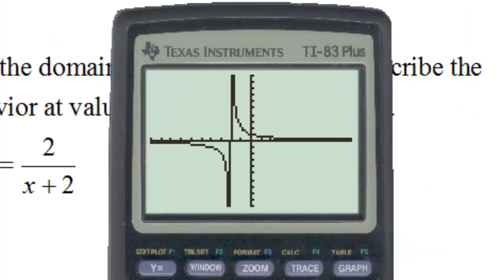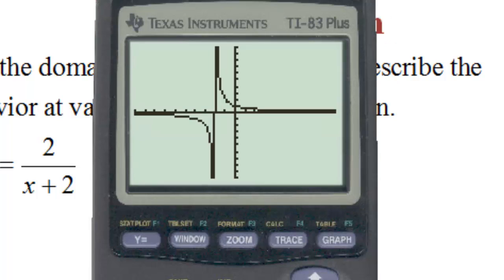And we can see from the graphing calculator we have an asymptote at x equals -2. So the domain of this rational function is all real numbers except x equals -2. So in this graph we have a vertical asymptote at x equals -2. We also have a horizontal asymptote at y is equal to 0.